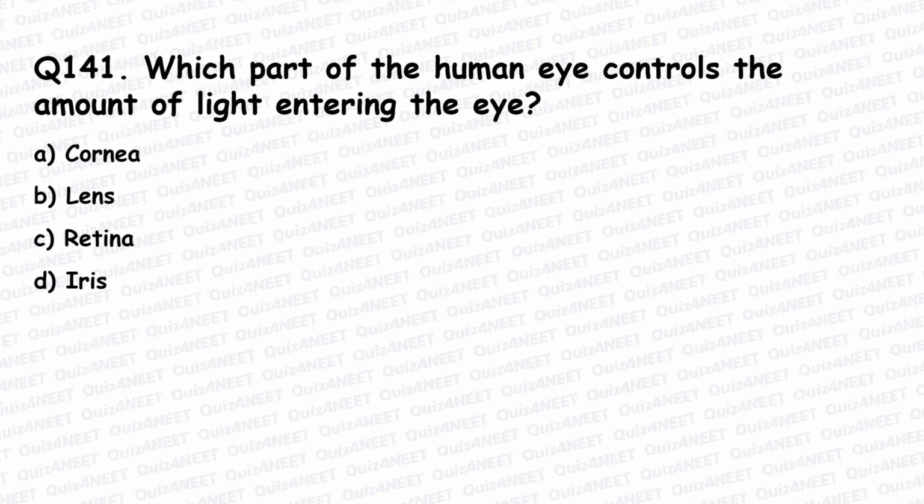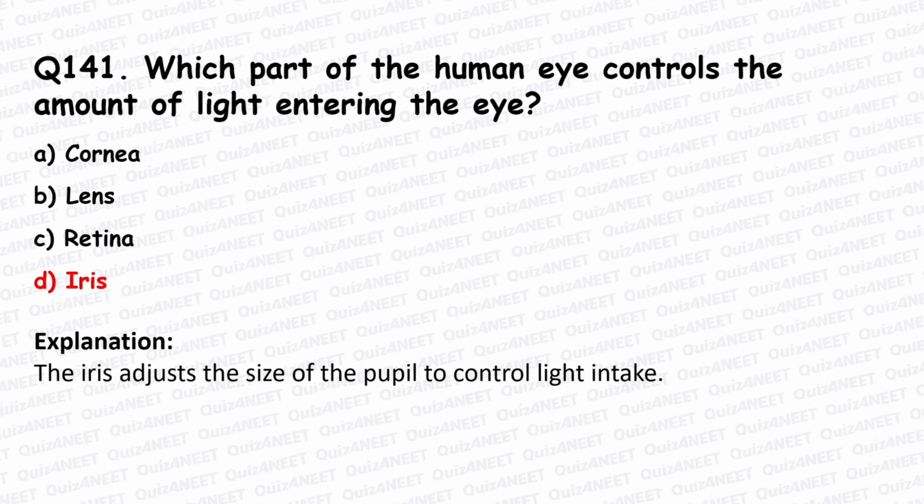Q141. Which part of the human eye controls the amount of light entering the eye? A. Cornea, B. Lens, C. Retina, D. Iris. Answer: Iris. Explanation: the iris adjusts the size of the pupil to control light intake.